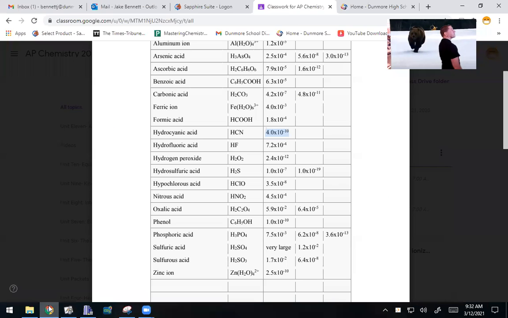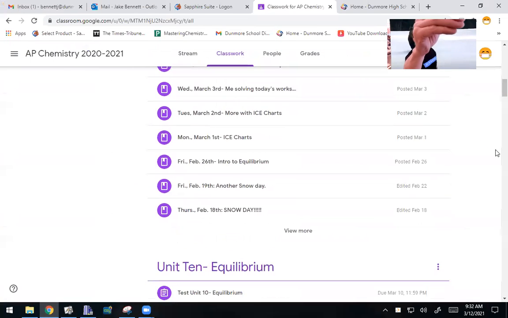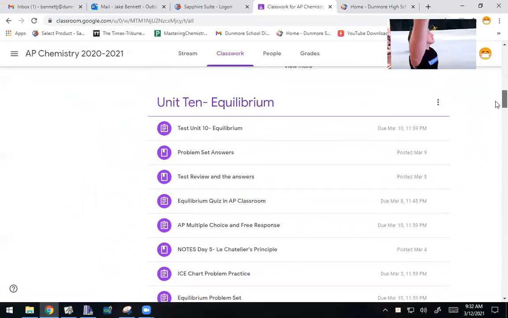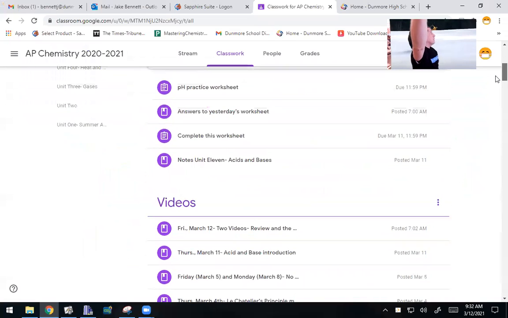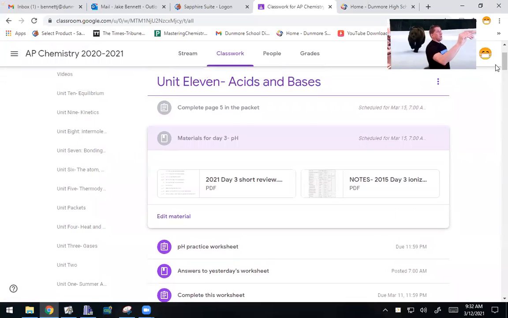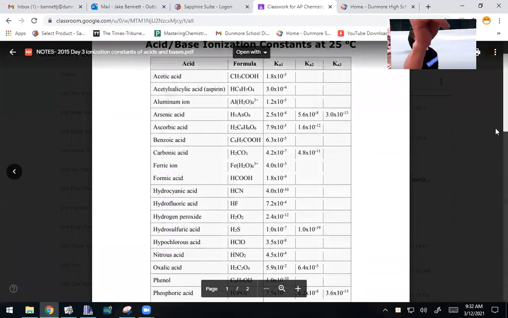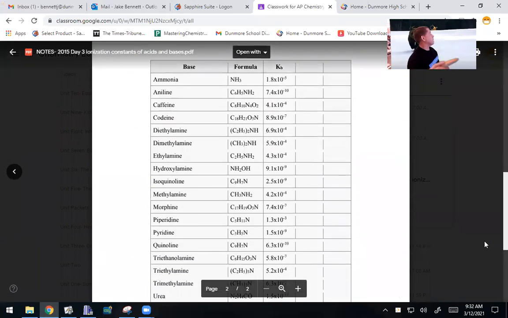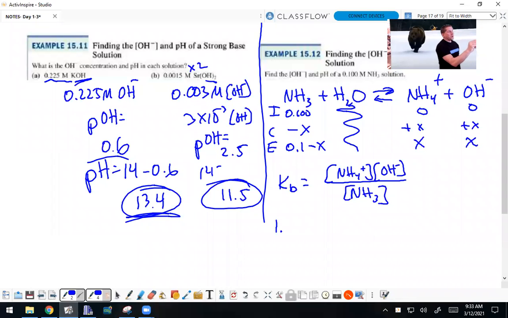And I don't have the KB expression listed here, but if you go to that same handout I gave you, to scroll to the other side, you have the KB. So here's those organic bases. And right at the top, we have ammonia, 1.8 times 10 to the minus 5. So the KB, 1.8 times 10 to the minus 5 equals x squared over 0.1 minus x, ignoring the minus x.